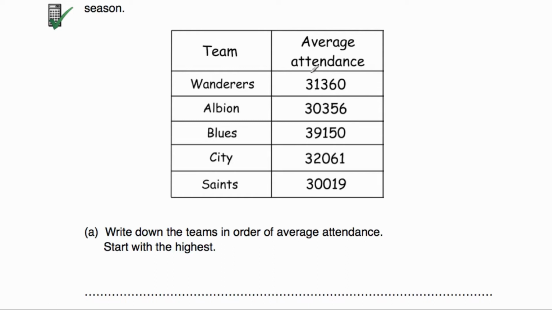So the highest attendance, well, they've all got 30-something thousand, so we need to look at the thousands. We've got 39,000, so the Blues have the highest average attendance. Now 32,000, so it's then going to be City. Next, 31,000 is Wanderers. Then we've got 30,000 and 30,000, so we now need to look in the hundreds. Albion have 30,300 and something, whereas the Saints only have 30,019, so it doesn't have any numbers in the hundreds column. So Albion will be the next highest attendance, and the lowest average attendance out of these 5 teams would be the Saints. And that's it.